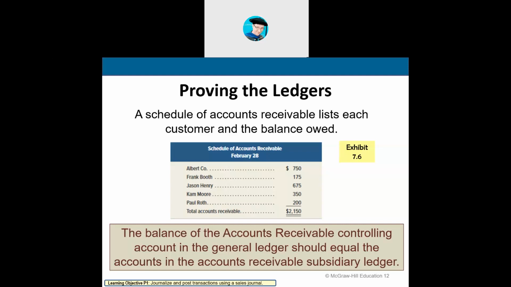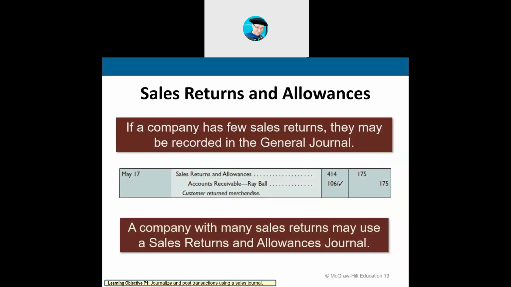So if I add up all of my individual accounts to get my total accounts receivable, that balance should be equal to what's in the general ledger. And that's how we verify that accounts receivable amount is accurate. But again, in an accounting information system, that will be relatively automatic. You don't have to worry about going through that process.